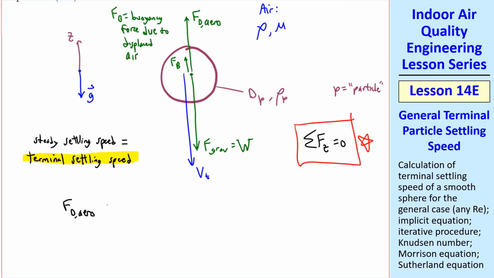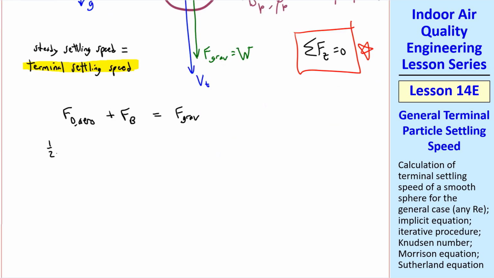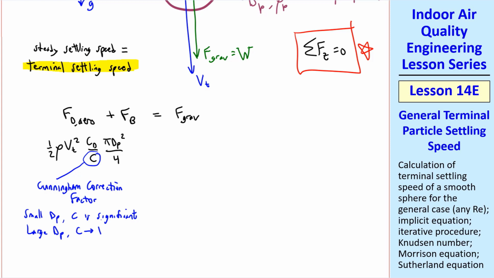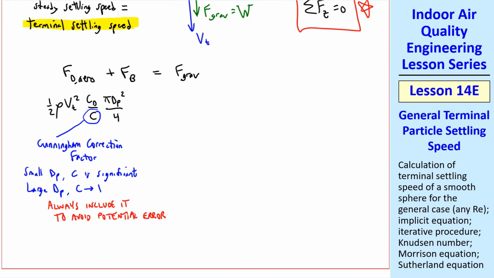The upward forces are Fd plus Fb, and the only downward force is the gravity force. The aerodynamic drag is 1/2 ρ vt squared, Cd over C, times π dp squared over 4, where we defined C, the Cunningham correction factor, in a previous lesson. For small dp, C is significant and must be included. For large dp, C goes to 1 and does not need to be included, but I advise you to always include it to avoid potential error, especially since we'll use software to do the calculations. Once you have it programmed in, you don't need to worry about it anymore. This is the projected frontal area of the sphere.